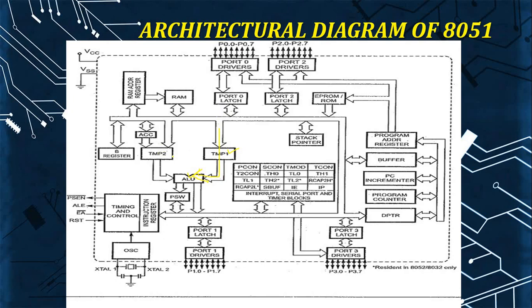But temporary register 2 will come in a queue. It will first get the data into the accumulator, from the accumulator it will come to the temporary register, and only after that will it go to the ALU. So this is the main difference between temporary registers 1 and 2, which we use for temporary purposes only. And what is this PSW? It is the program status word.